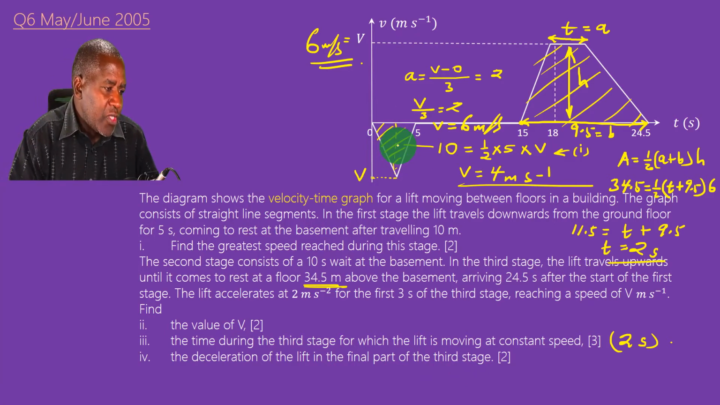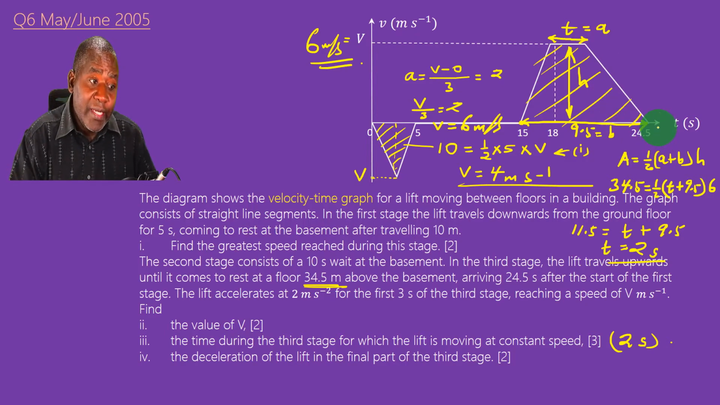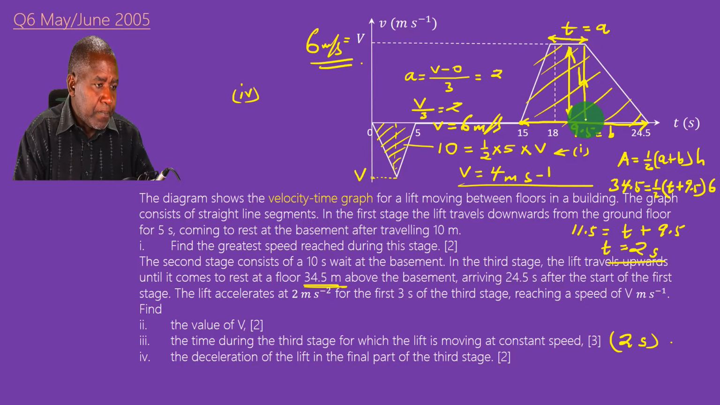And lastly, we wanted the deceleration of the lift in the final part of the third journey. So I've used area here, I used gradient here, I used area here, and now I want to get the gradient. So in the final part, this is part 4, I want to get the gradient here, this gradient. So I get this value here, which is 0. So I'm actually calculating the gradient, which is acceleration. So it is 0 minus this value here, which is 6, and I have this value here, which is 24.5.